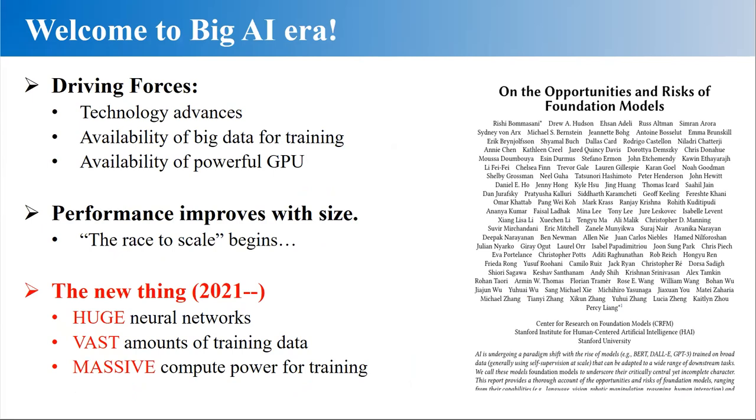So what is the driving force for this big AI revolution? First of all, we have this technology advance. There are powerful models like the transformer becoming available. Also, the availability of big data. There's a lot of data which is actually generated by ourselves from social networks, and a lot of work has also moved online. So all kinds of data are now becoming available to train models.